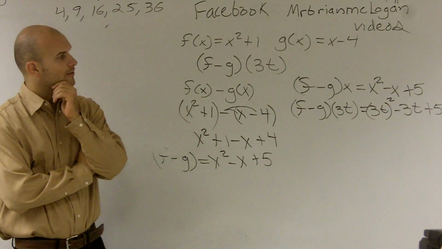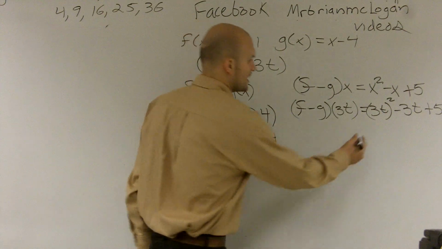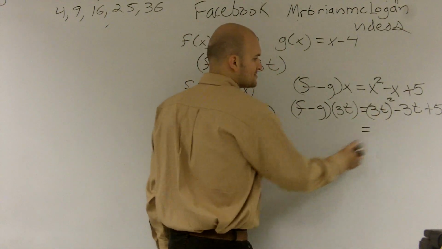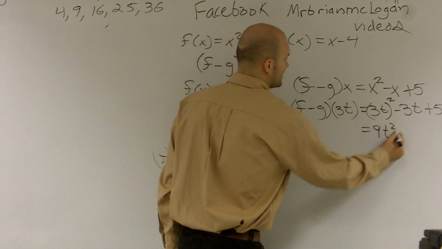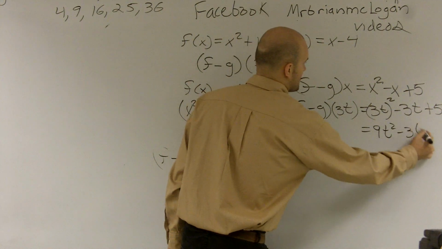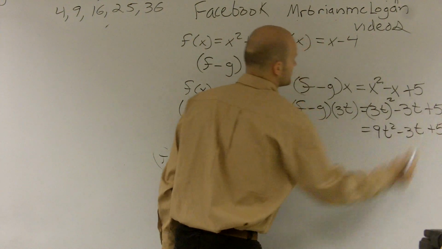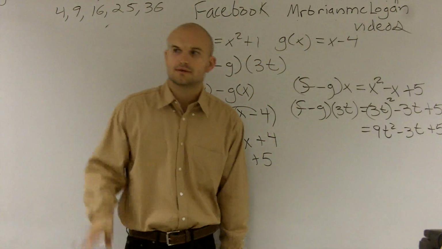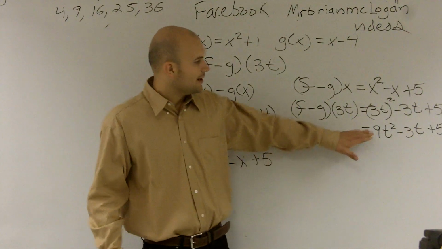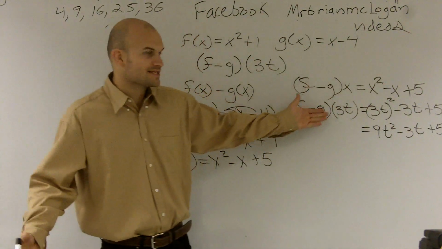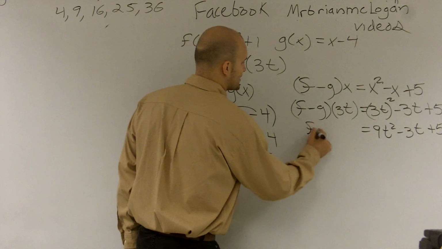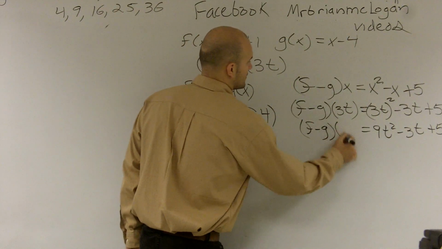Okay. So now once you evaluate, you just need to simplify. 3t times 3t is 9t squared minus 3t plus 5. Guys, if you look at that, you can't simplify that anymore, so that is your final answer: f minus g of 3t.